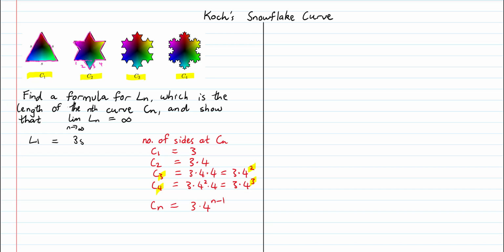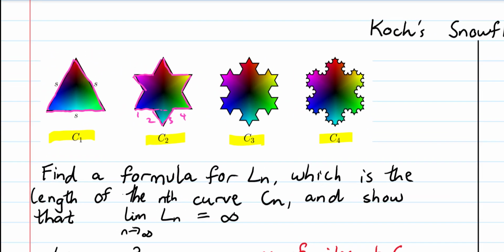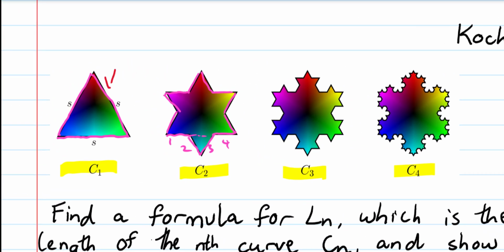The other thing we can note is the length of each side at each iteration is going to be 1/3 the length of the sides of the previous iteration. So for example, if we look at curve 1, the side here, which is length S, well, in C2 we've divided that into 3 equal line segments. So that part here is going to be S over 3, and this will be S over 3, S over 3, and S over 3.